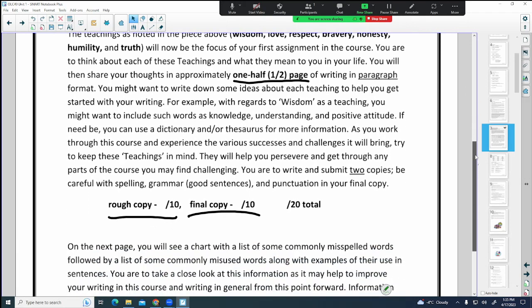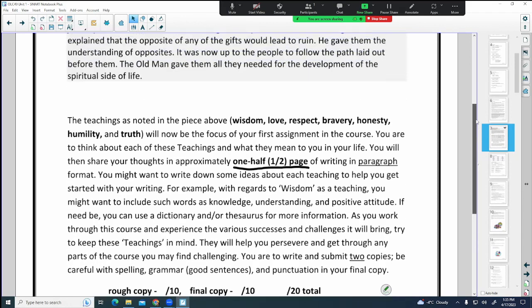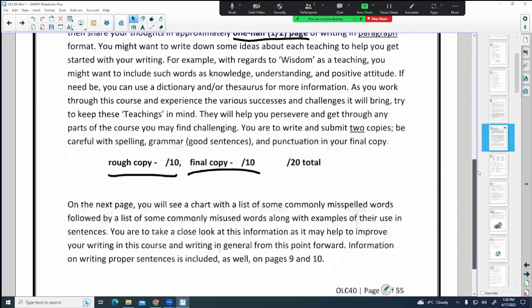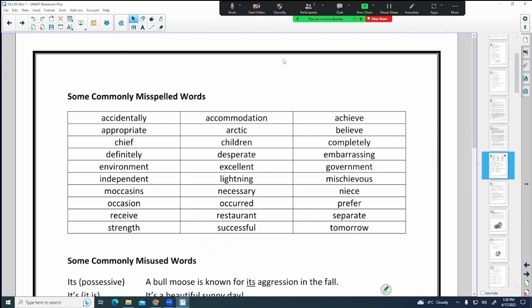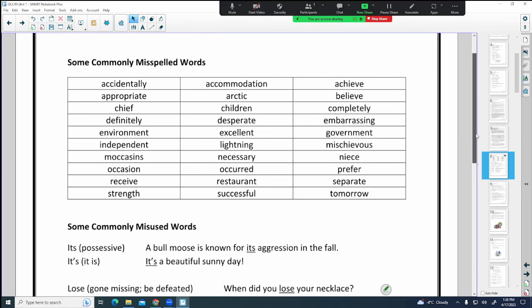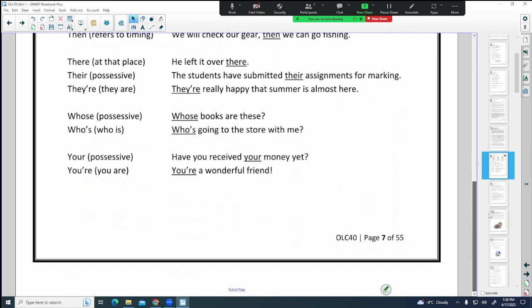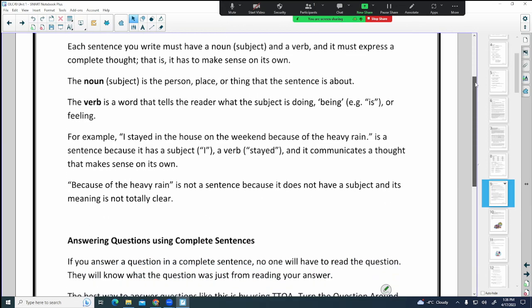So the first assignment is asking you to write 1/2 a page of writing in paragraph format. You're doing a rough copy and a final copy. And that's about as far as I'm going to go on this. Throughout this course, I typically won't show the unit handout. I might refer to some of this stuff, but I'll just put the question directly up in my slide deck, and then we'll work on that question together.